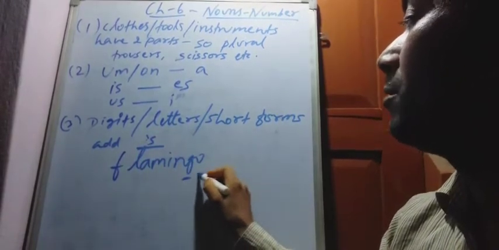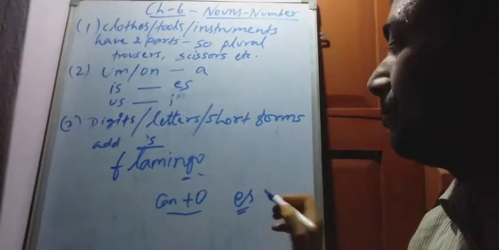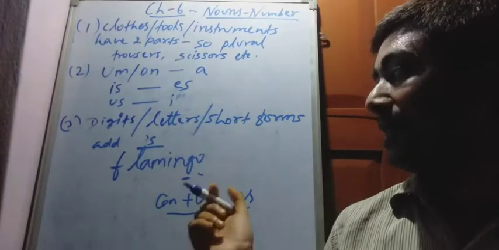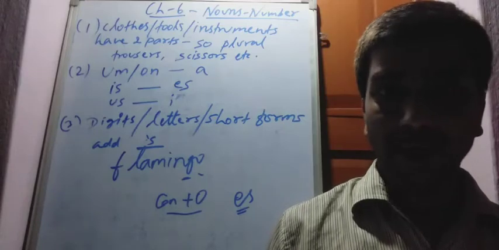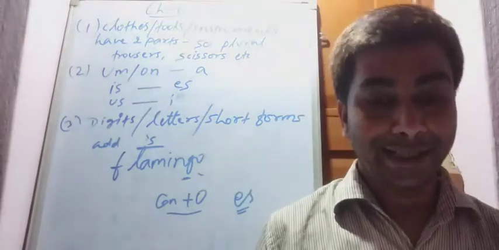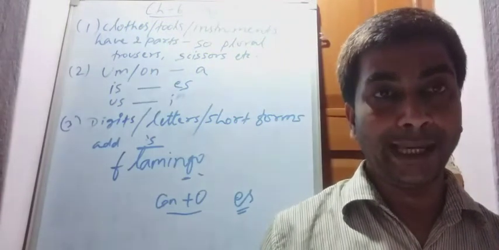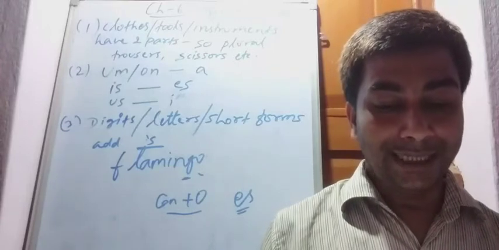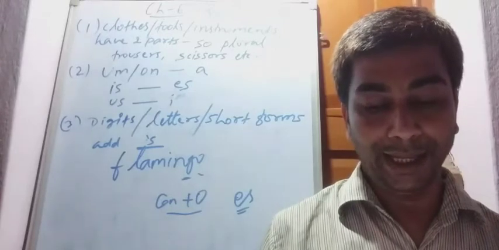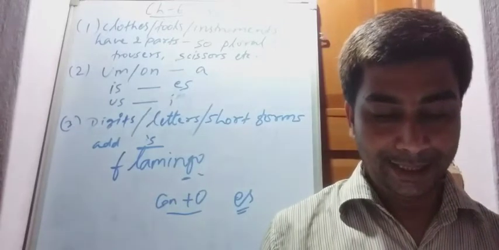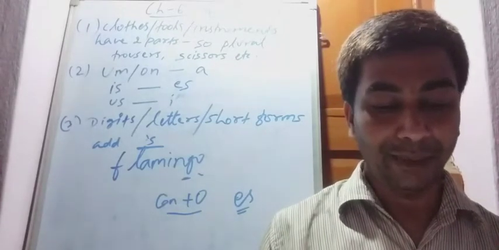Consonant plus o takes es. But this is an exception. Es will not be added, only s will be added. Exceptions I have told you: photo, kilo, piano, flamingo. These are exceptions. Es is not added, only s. Flamingos. Second number, fireman, plural of men, firemen.